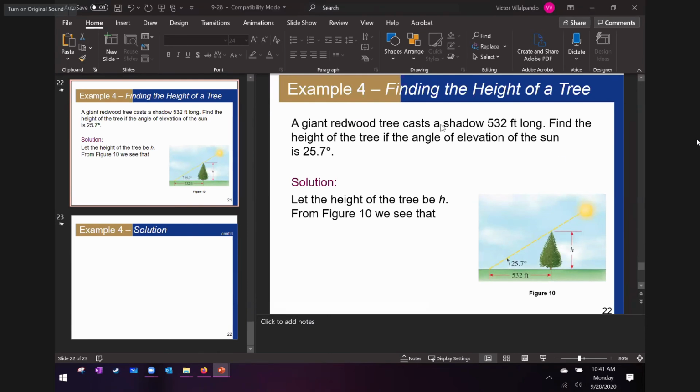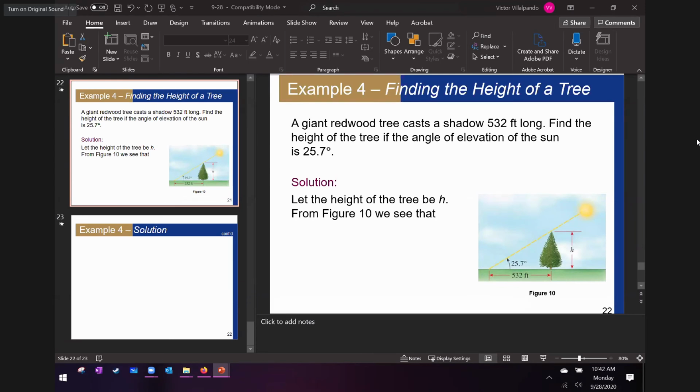Find the height of the tree, the angle of elevation. So, okay, right, angle of elevation. That's going to be, well, we're going to be looking up, right? Here's our angle of elevation here. Find the height of the tree. The angle of elevation of the sun is 25.7 degrees.